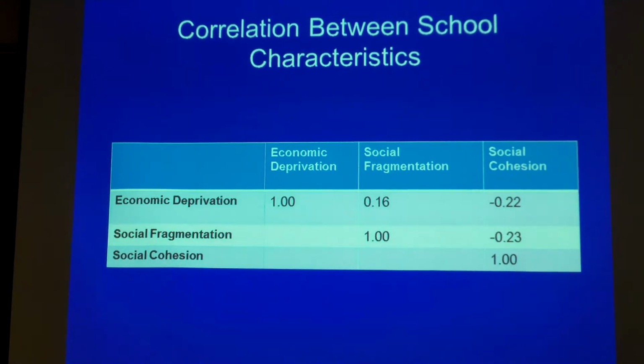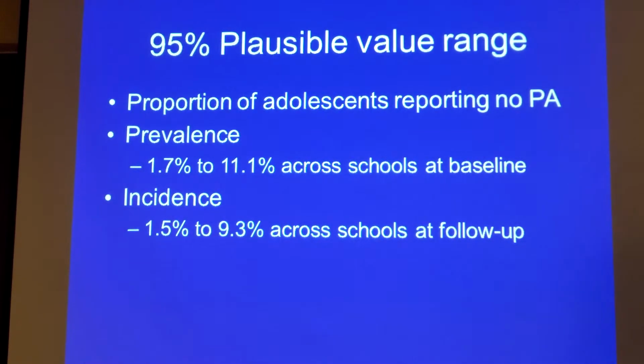Now there was no significant correlation between any of the school level factors. So the 95% plausible value range, from the null model, we could determine the proportion of adolescents reporting no physical activity at baseline. The prevalence varied from 2% to 11% across schools at baseline, and incidence, 1.5% to 9.3% across the schools became physically inactive. So these are new cases.